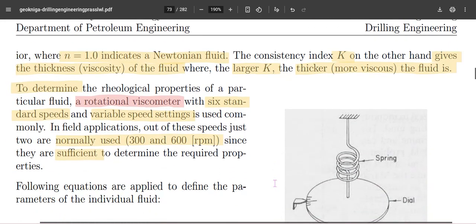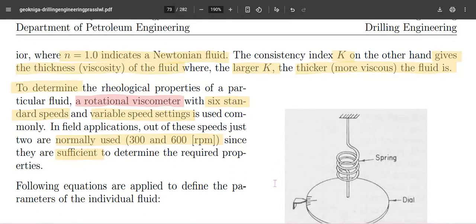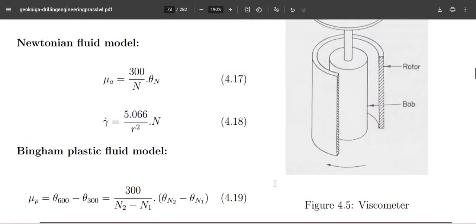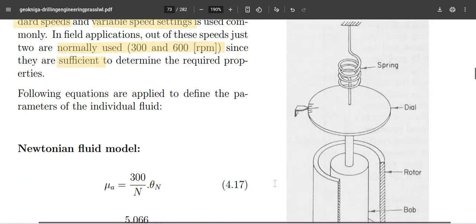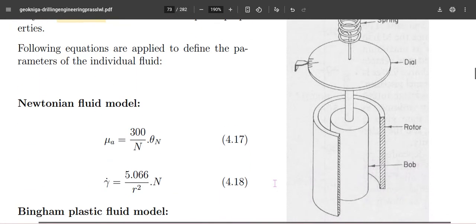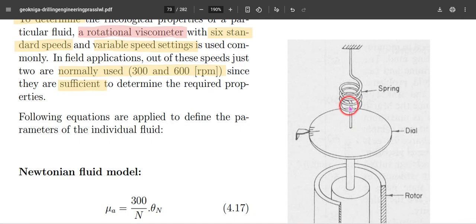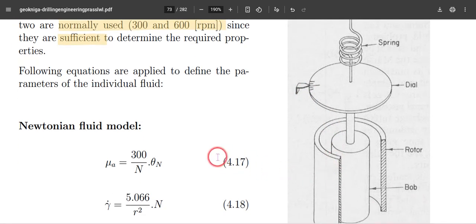So how are these rheological properties like viscosity determined? They are determined by using a special instrument called a viscometer, and this is a brief overall diagram of that viscometer. It has rotational equipment and a spring, and how much that spring compresses can be related to the dial reading. Based on this dial reading and the rotations, it will determine the viscosity and the other rheological flow properties.